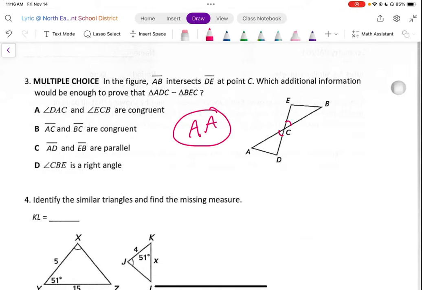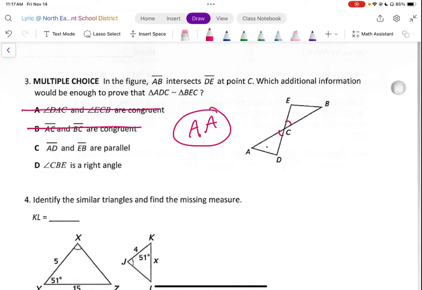So in this case, if they said DAC, this one, and ECB are congruent, that's this angle. That's not going to help us. Okay, not that one. AC and BC are congruent. That doesn't give us enough information, so not that one.